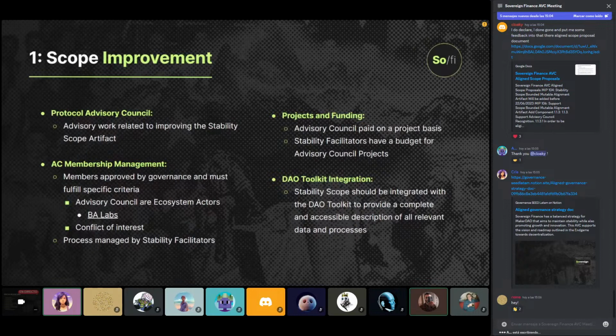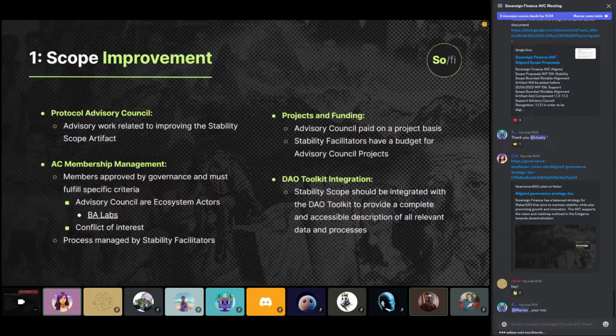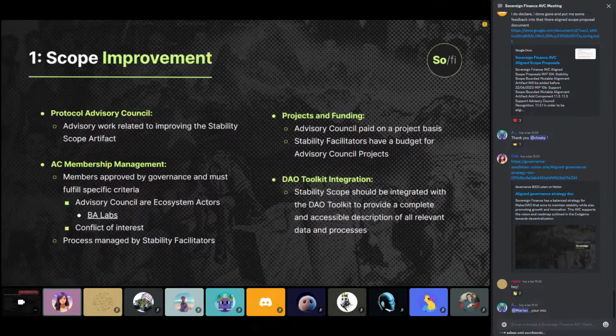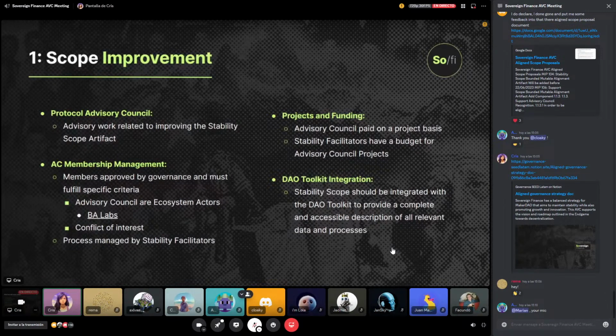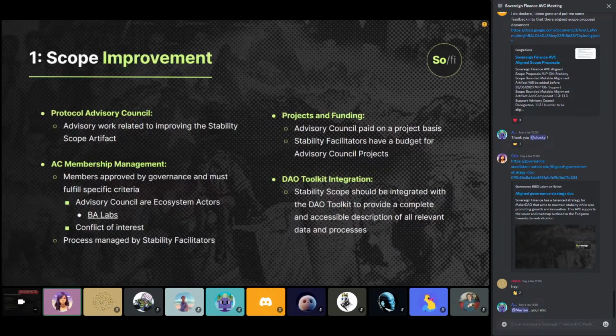So then we have this whole process, which is of course managed by the stability facilitators. They periodically provide this information and from time to time bring suitable items to a vote for approval. Something relevant to mention in this part is that the facilitators can start a vote to remove a council member, especially if they haven't contributed for a year.